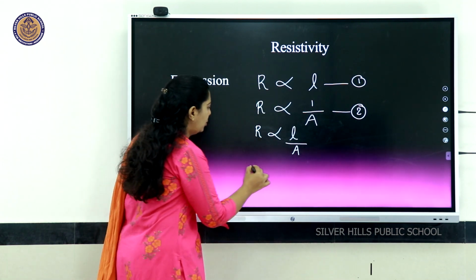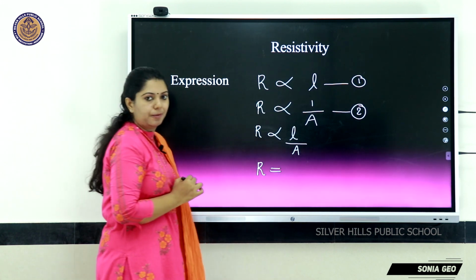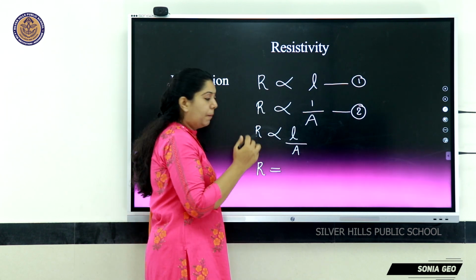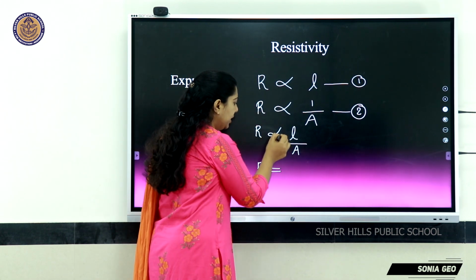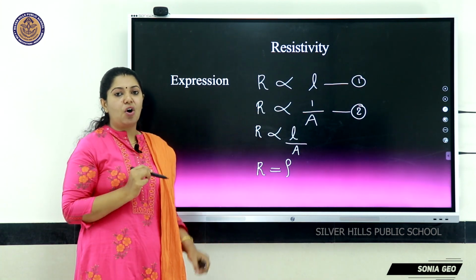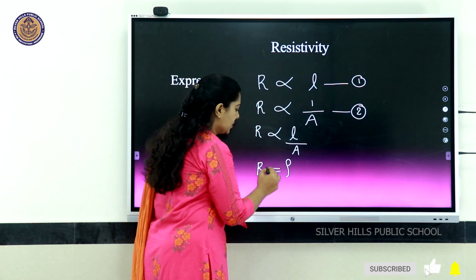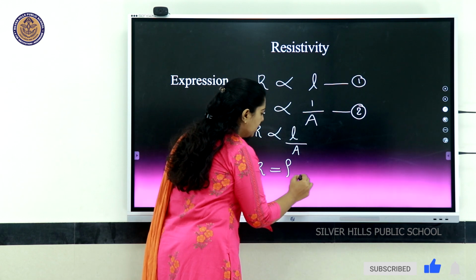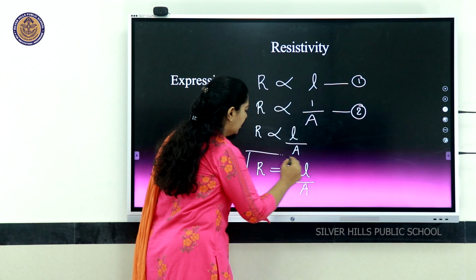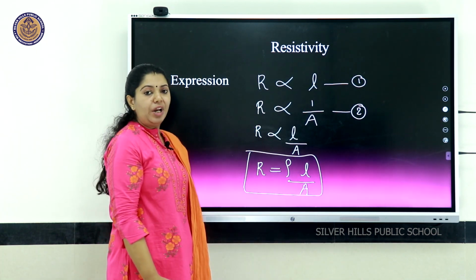Next up, we want to change this directly proportionality sign into an equal sign. We can write this equal sign by multiplying by a constant. Here that constant is rho, and this rho is called the resistivity of the material. We can write resistance R is equal to rho into L by A, and this is the expression for resistance. R is equal to rho L by A.